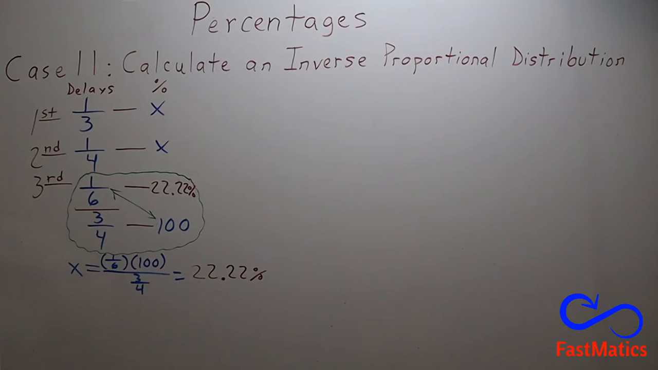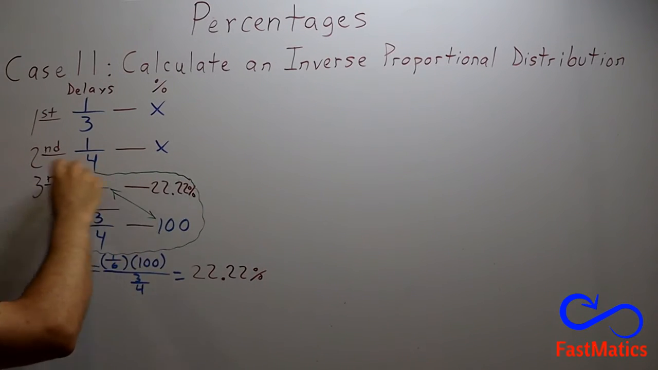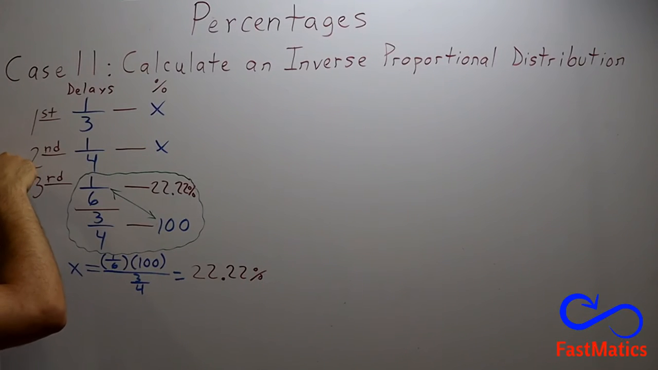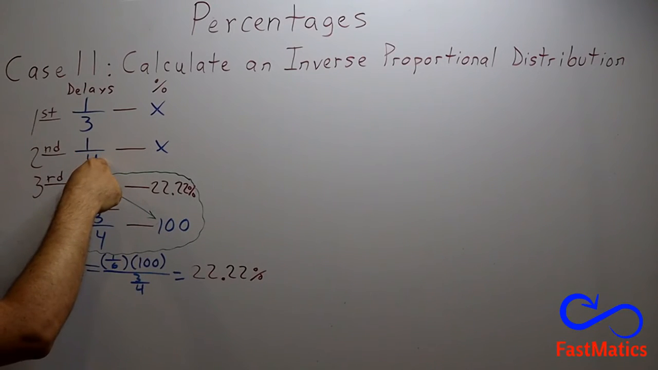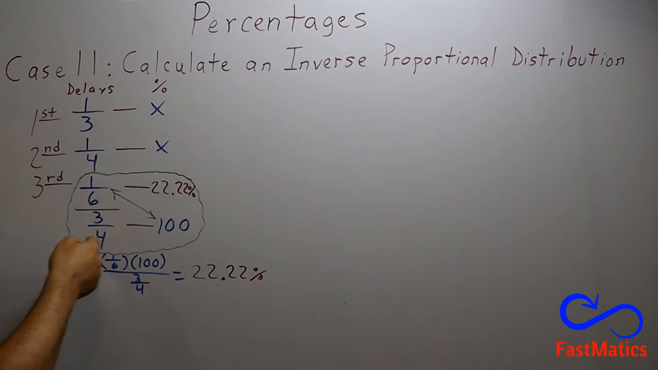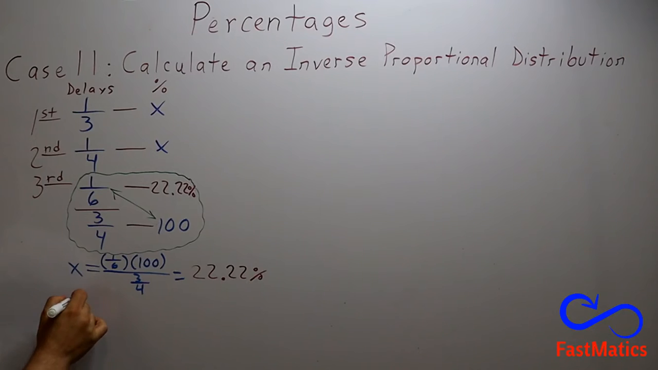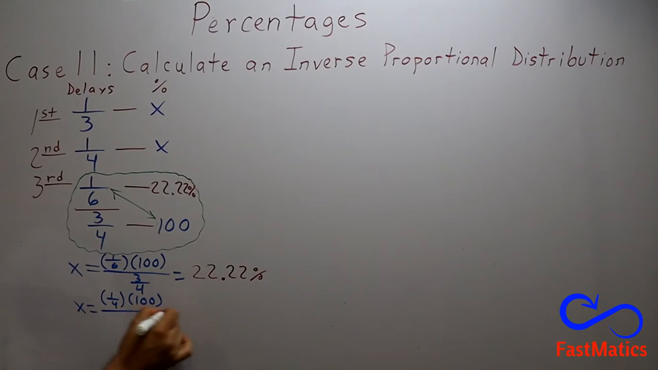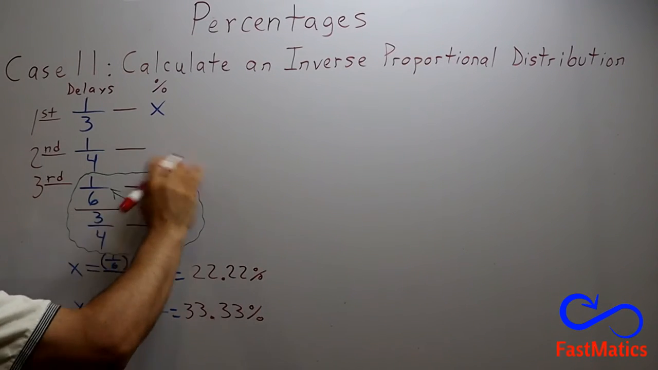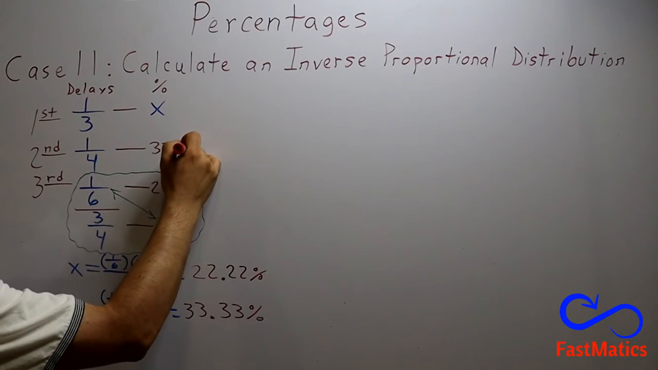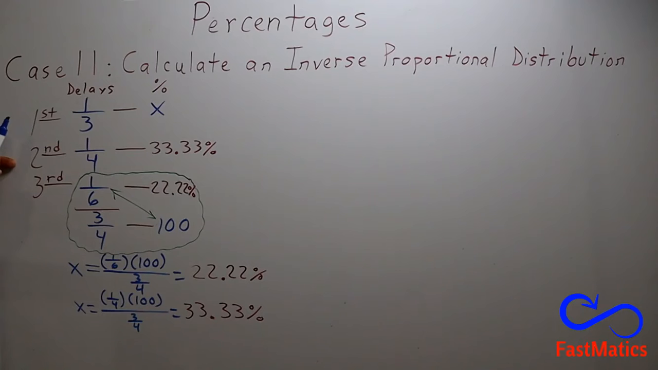Then I write that the third employee is gonna receive 22.22% of the money. After that, we forget a little bit the third employee, and we are gonna consider the second employee with the total. Here we have another rule of 3. 1/4 multiplied by 100 and divided by 3 over 4. So we write 1/4 times 100 divided by 3/4. And the answer is 33.33%. We're going to write it here, 33.33% for the second employee with 4 delays.